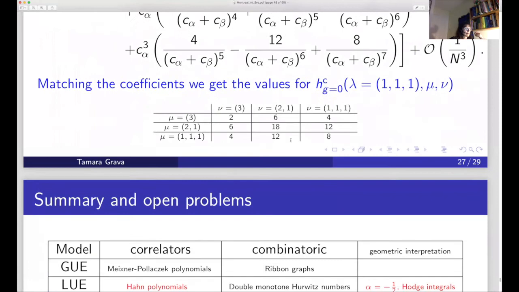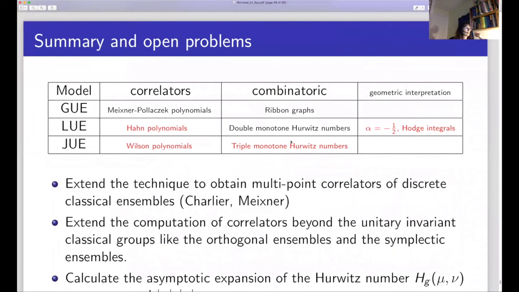Okay, so I think I'm done. Let me put back the slides at the beginning. What I've done, first of all, is show you how to calculate the correlator for the classical unitary invariant ensemble in terms of classical discrete orthogonal polynomials. And then for the Jacobi ensemble, I showed that these polynomials are triple monotone Hurwitz numbers. And for the Laguerre, we showed that they are related to Hodge integrals.